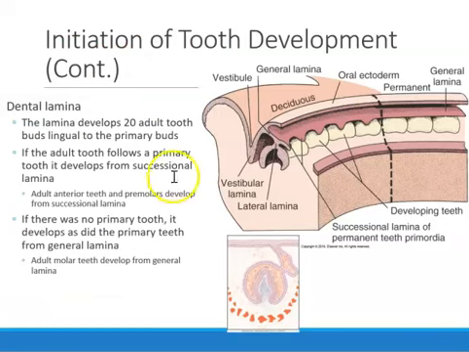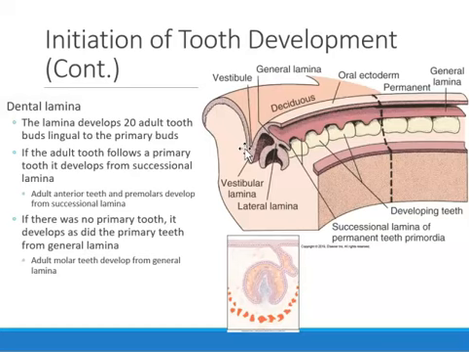All right, let's move on. We said the dental lamina, the sort of gums, gets pushed into the mesenchyme area, and it's going to form buds. It's going to develop 20 buds lingual to the primary teeth. Oh, actually, look at what it's saying here: the lamina develops 20 adult tooth buds lingual to the primary buds. In other words, the primary tooth buds, your baby teeth, are over here, and right behind that there are going to be adult teeth. So it comes lingual, which means behind the baby teeth.